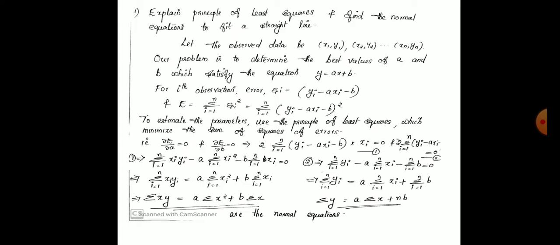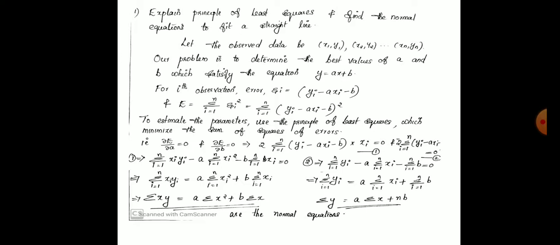For the ith observation, error epsilon i is equal to the actual value minus the theoretical value, that is yi minus a xi minus b, and capital E is equal to the sum of squares of errors, that is sigma i equal to 1 to n of epsilon i square, which is equal to sigma i equal to 1 to n of yi minus a xi minus b, the whole square.